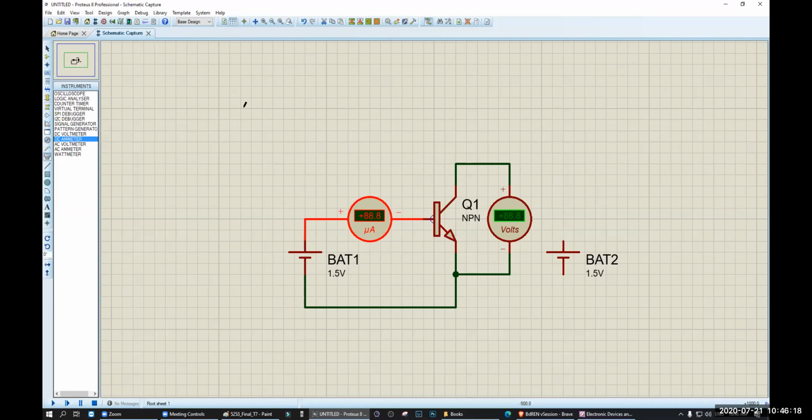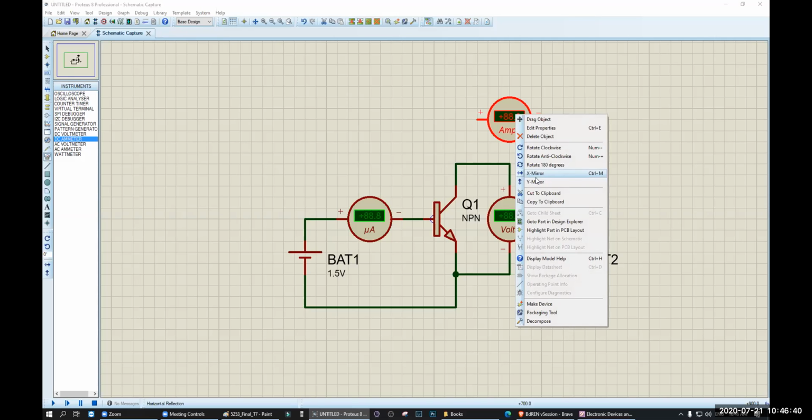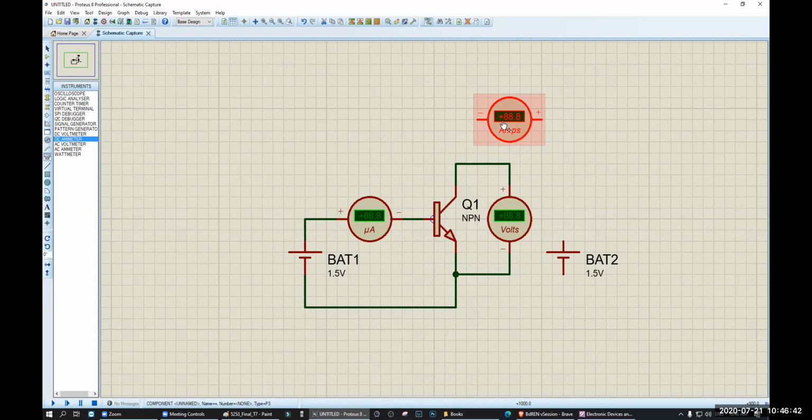And I need to measure the IC as well. DC ammeter. Now IC should go like this, so this should be plus and this should be minus. If you connect like this, it will give you a minus. So I'm going to flip this, so the plus is here, minus is here.